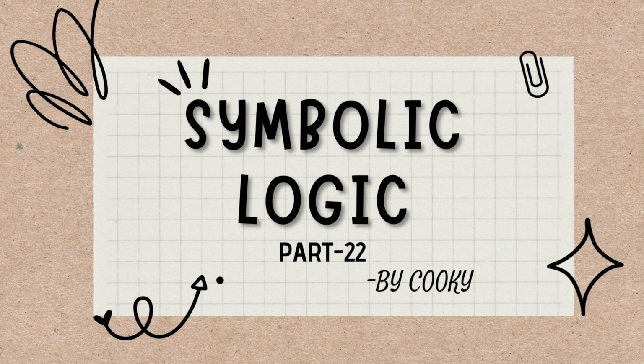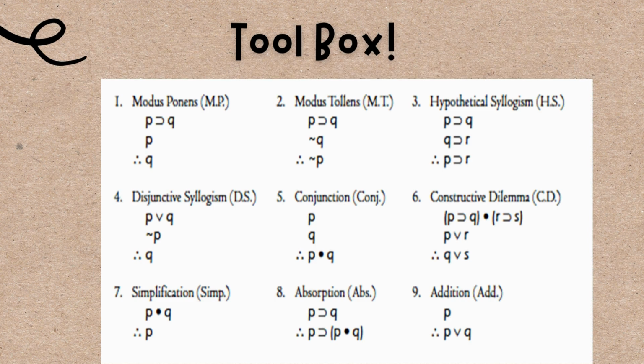In the previous session, we studied rules of inference and used those rules to solve complex problems. So, let's recap what we studied previously. In the toolbox, we have 9 rules of inference: modus ponens, modus tollens, hypothetical syllogism, disjunctive syllogism, conjunction, constructive dilemma, simplification, absorption, and addition. We have used all the formulas in this toolbox and applied them to solve problems without the help of a truth table.